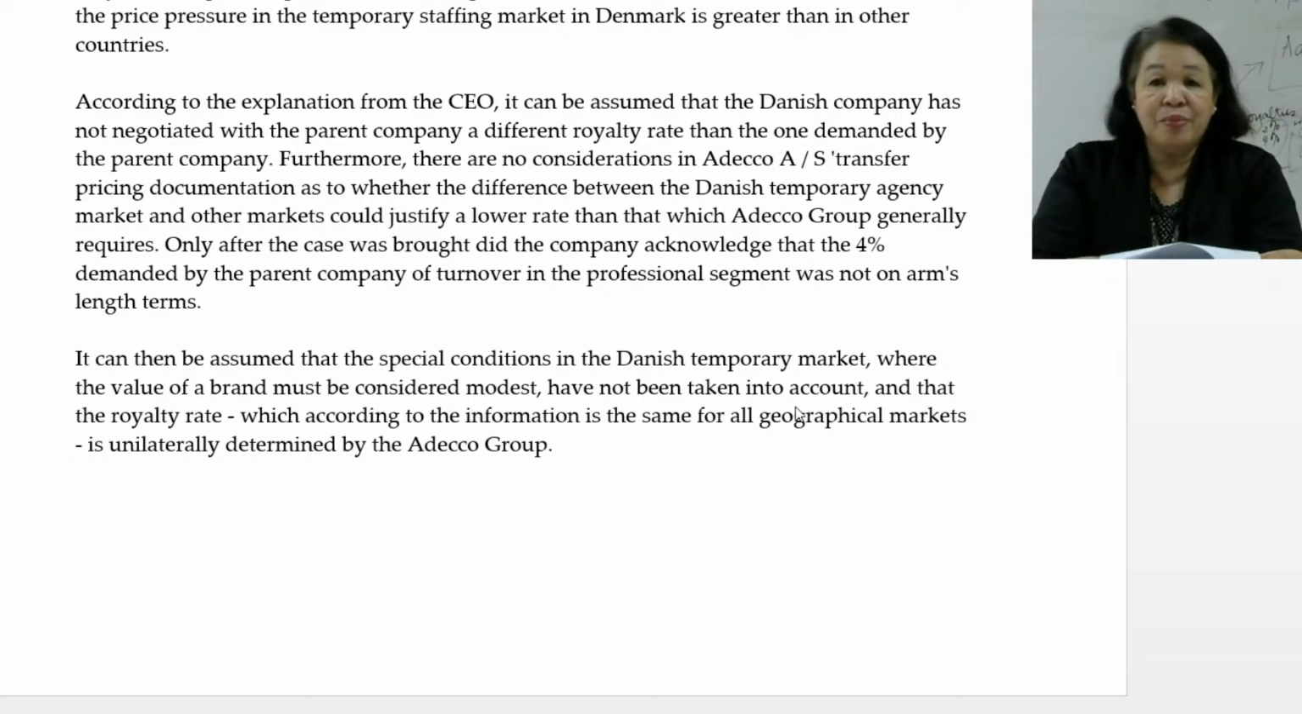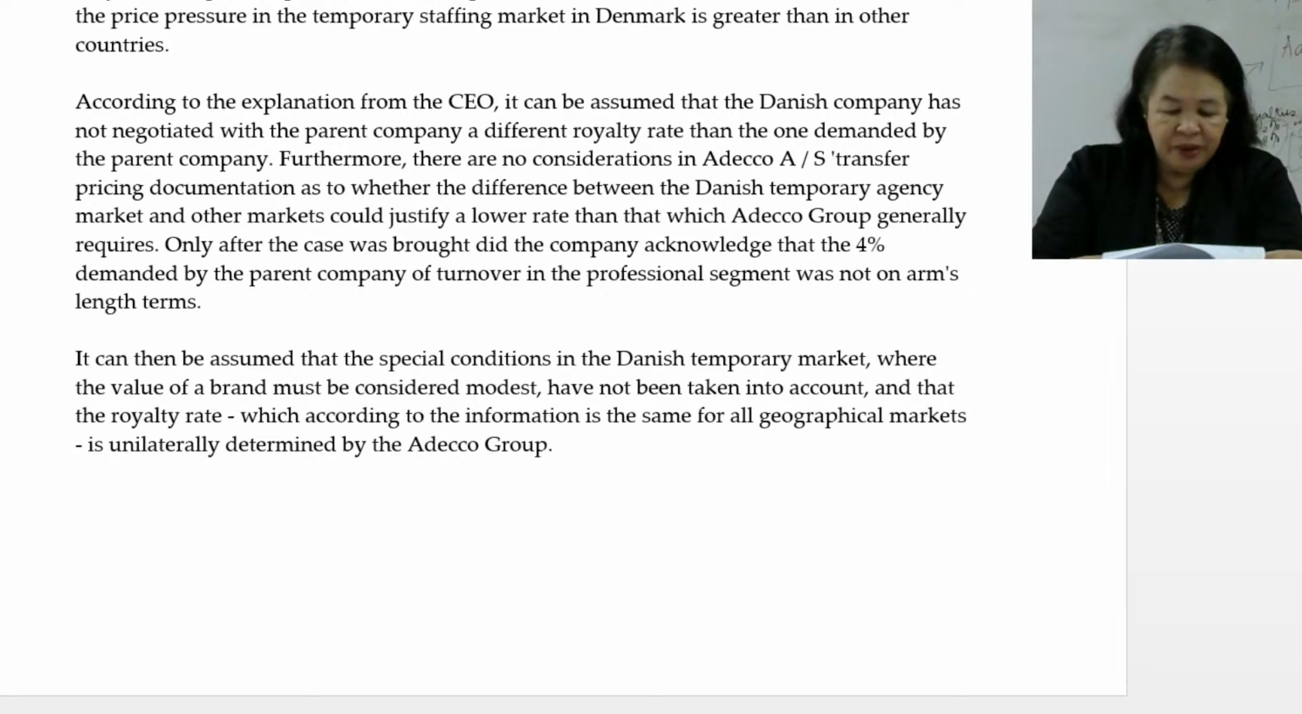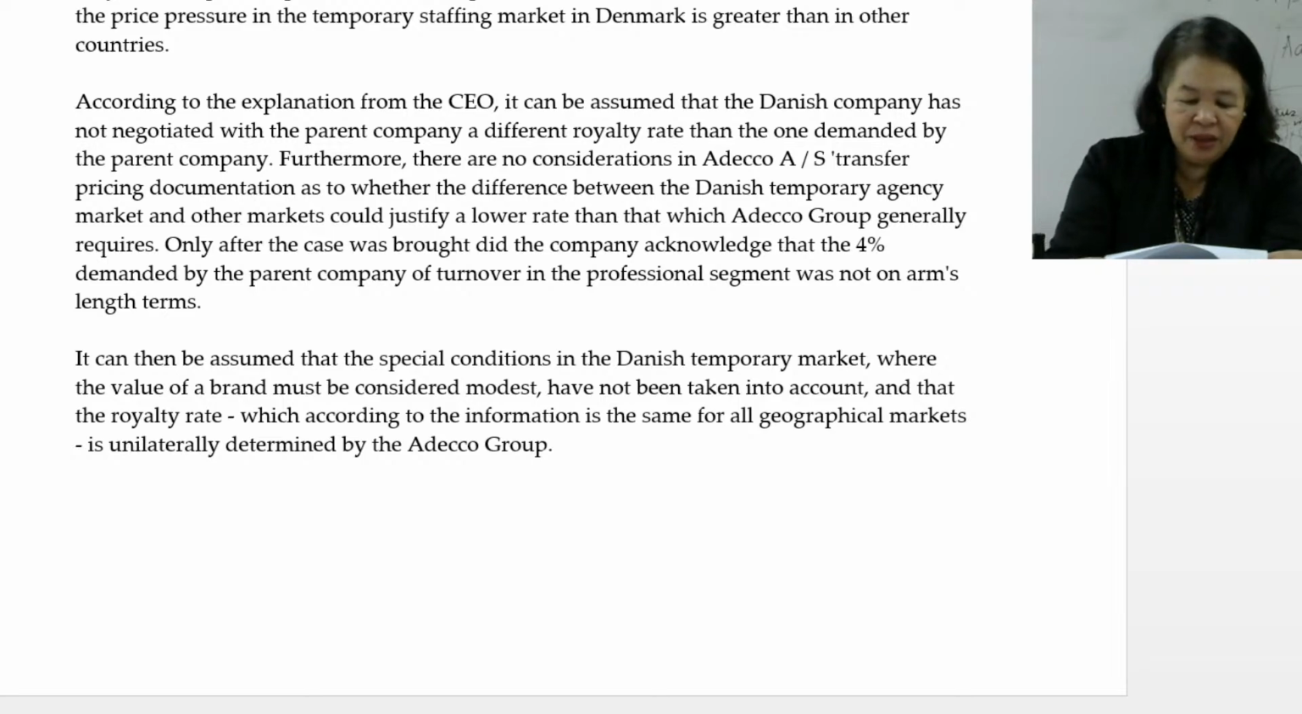Kaya dito sila sa 4%, no? Parang nag-concede sila, in-accept nila na hindi arm's length. It can then be assumed that the special conditions in the Danish temporary market, where the value of a brand must be considered modest, have not been taken into account, and that the royalty rate, which according to the information is the same for all geographical markets, is unilaterally determined by the Adecco Group.